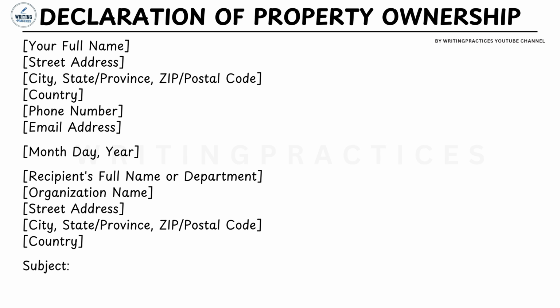Subject line. Now write a clear subject line. For example, subject: Declaration of Property Ownership. The subject immediately identifies the purpose of your letter, allowing the recipient to quickly understand the nature of the document before reading its contents.